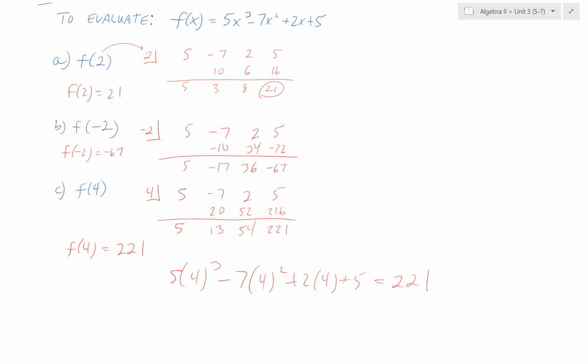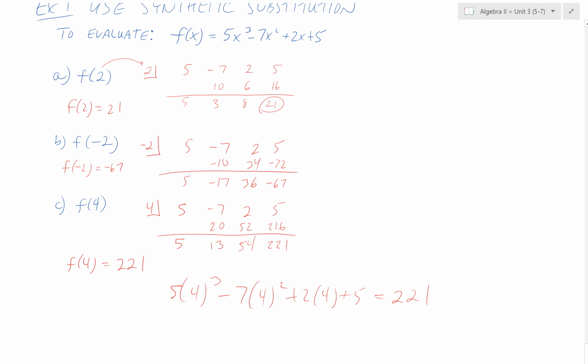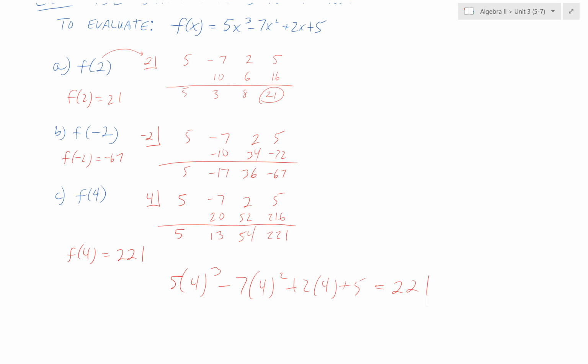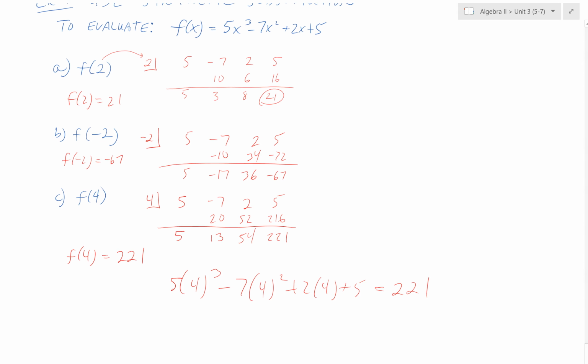Okay? So now, from now on, you have 2 ways of evaluating a polynomial at a certain number. You can either use the synthetic method, which typically doesn't require a calculator, or use the plug-in method, which does require a calculator in some cases. Any questions?